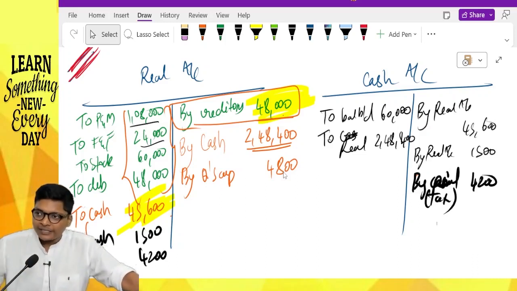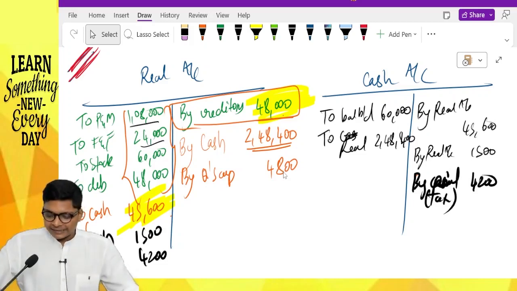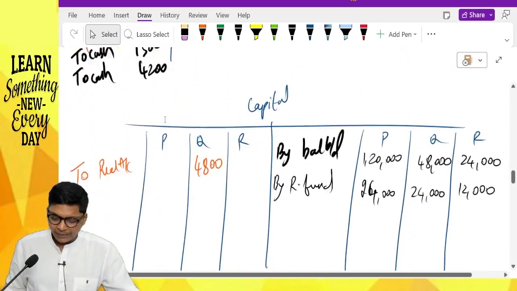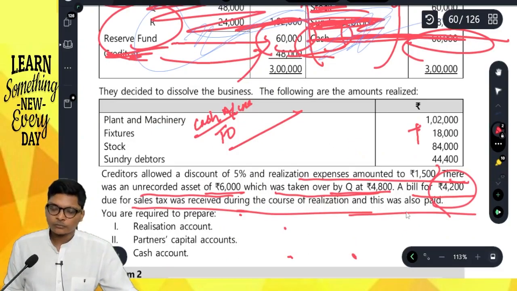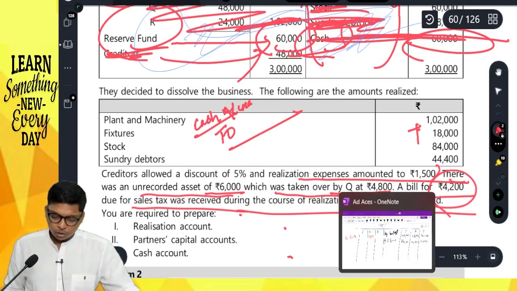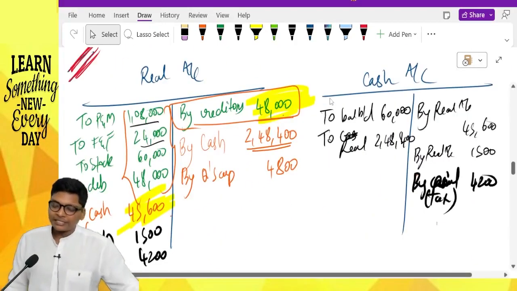Are you all following, guys? Clear? Everybody done till here? Posting, realization, cash and capital account, have you finished? Is there any other adjustment in the question? No. So we have to close the ledgers.